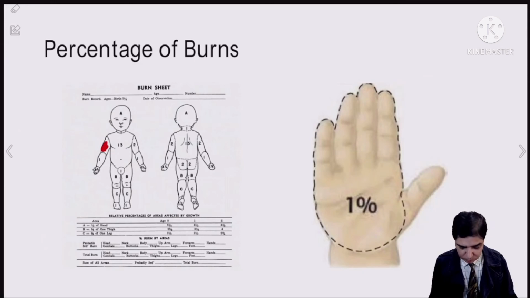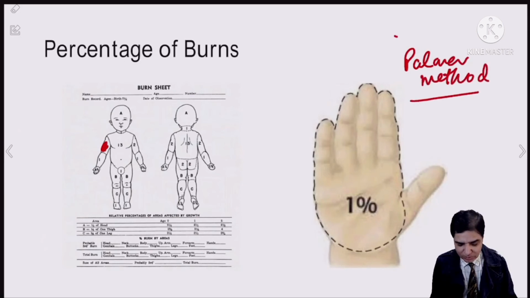We have got the Palmer method over here. The Palmer method uses the palm of the child, not your palm. It should be the child's palm who has been burnt. So the palm is equal to 1%. Just use the child's palm, put it on the burnt area, and see how much of it is covered. So if it is equal to a palm, it is 1%. If it is less than that, you will say it is less than 1%. If it is more than that, obviously you'll see how many palms are equivalent to the burn area.